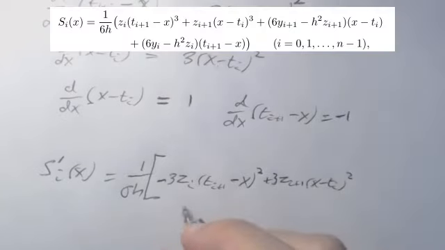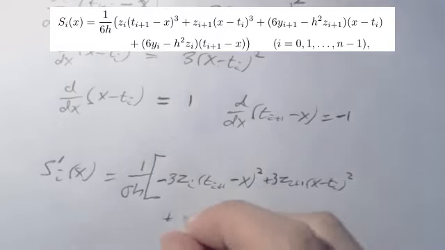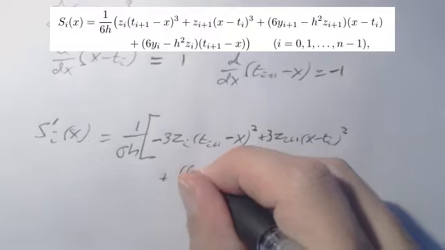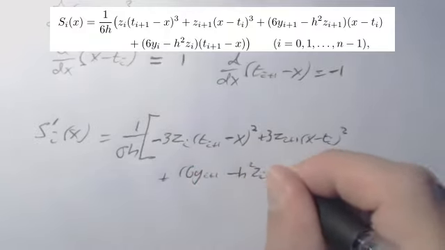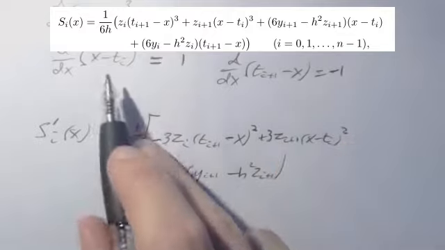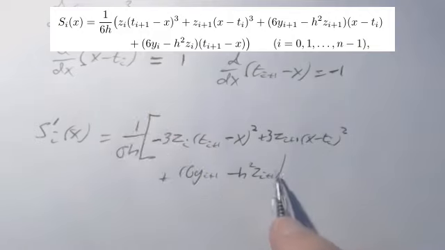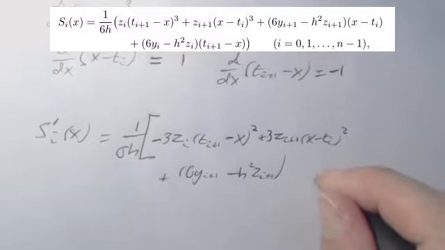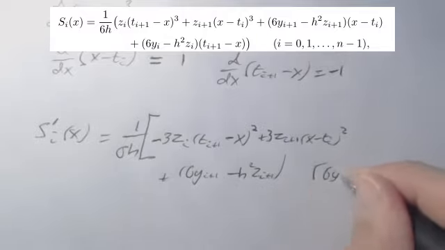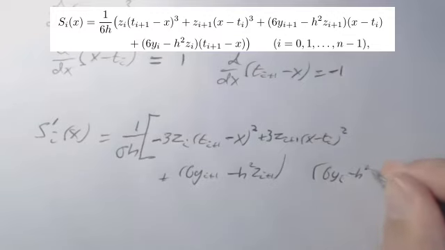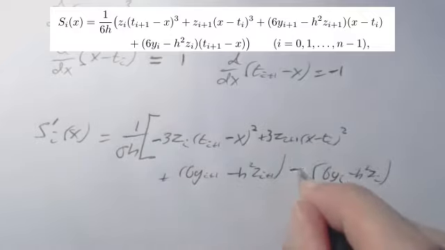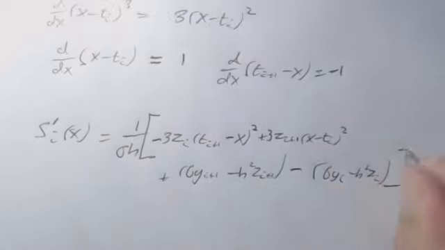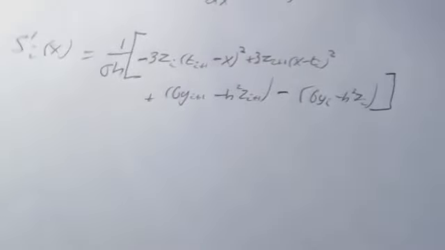squared, plus 6yi plus 1 minus h squared zi plus 1 times the derivative of this here, so 1, and then it's going to be plus 6yi minus h squared zi times the derivative of this, which is minus 1. So I'm going to change the plus to a minus there. So I shouldn't have made a mistake.